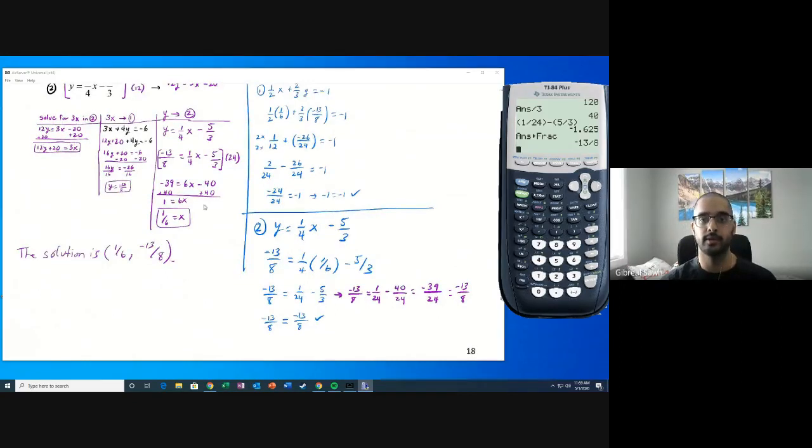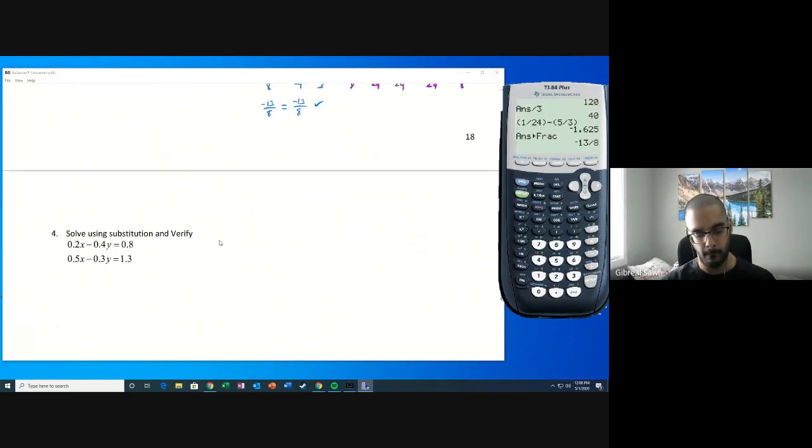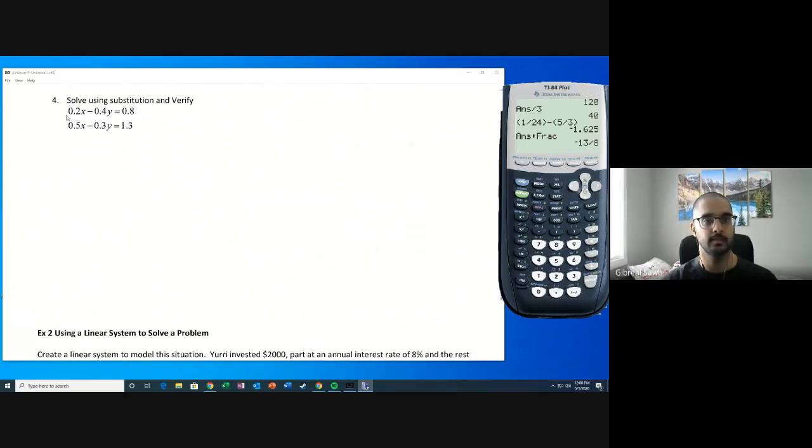There's a lot more work this time because of the fractions, but as long as you take your time, go slow through those steps, the answer will be the same. Now this is just one method. I know the answer key that you have in your notes does it a different way, but it still gets us to the same point. Okay, you could even do this with decimals. Solve using substitution and verify.